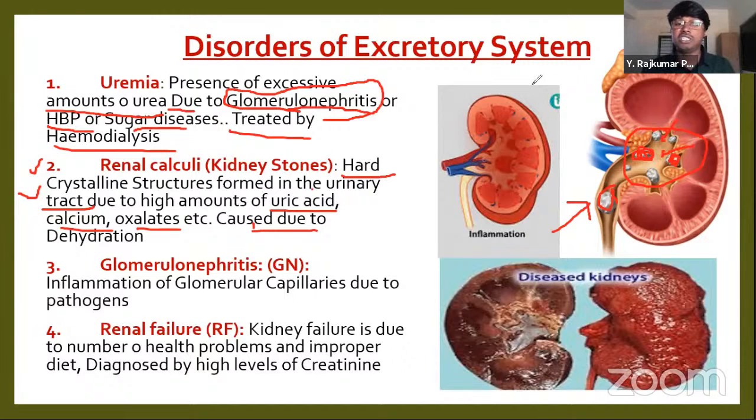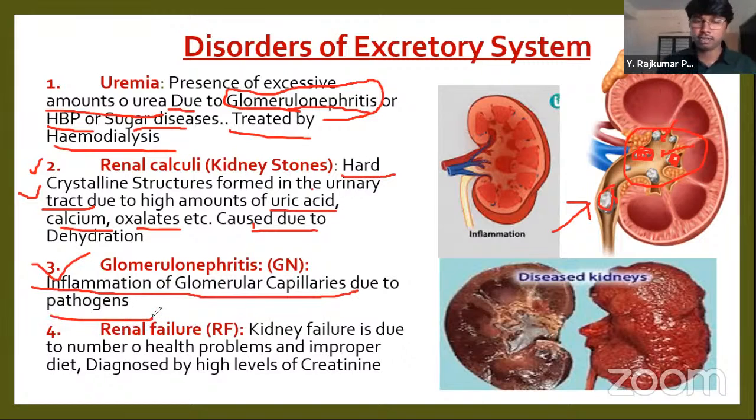Okay, next is glomerulonephritis. It is the inflammation of the glomerular capillaries due to pathogens, different bacteria and viruses. The glomerular capillaries will swell. You all know that the glomerulus is involved in the filtration of blood. It is present in the Malpighian corpuscle. From the glomerulus only the water comes down. The primary urine is formed.